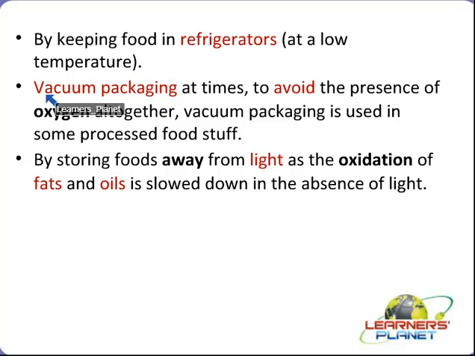There is another method, that is vacuum packaging, to avoid the presence of oxygen altogether. Vacuum packaging is used in shelf-processed food stuff. Now what do you mean by vacuum? Vacuum is where there is no trace of gas. No trace of gas means neither oxygen, nor hydrogen, nor nitrogen, nor any gas. None of the gases are there. So that is vacuum packaging. So if we vacuum pack a substance, there will be no trace of any other gas. So oxidation is again retarded.